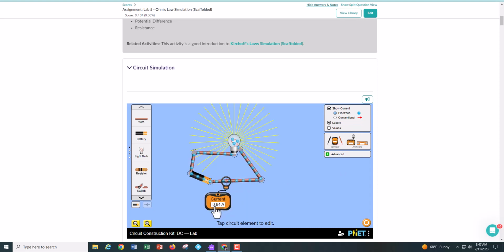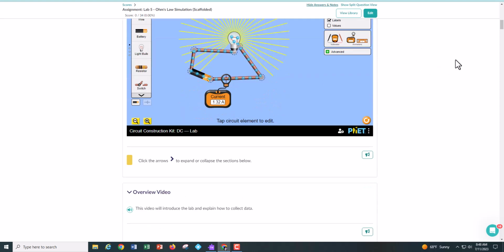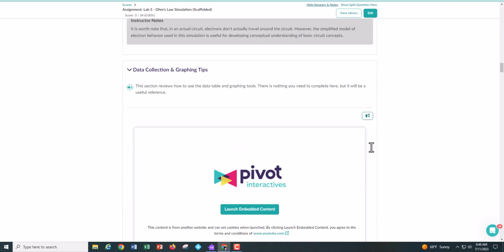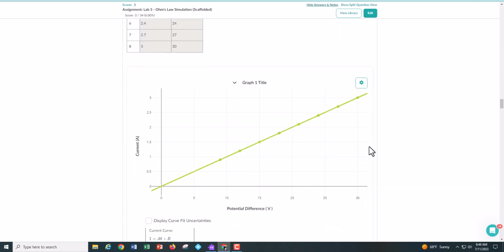It says that for a voltage of 32 volts, there is a current of 0.94 amps. As I change it up to 45 volts, there's a current of 1.32. So you're going to make a chart of currents in amps and voltages in volts, and you're going to put current on the y-axis and voltage on the x-axis.